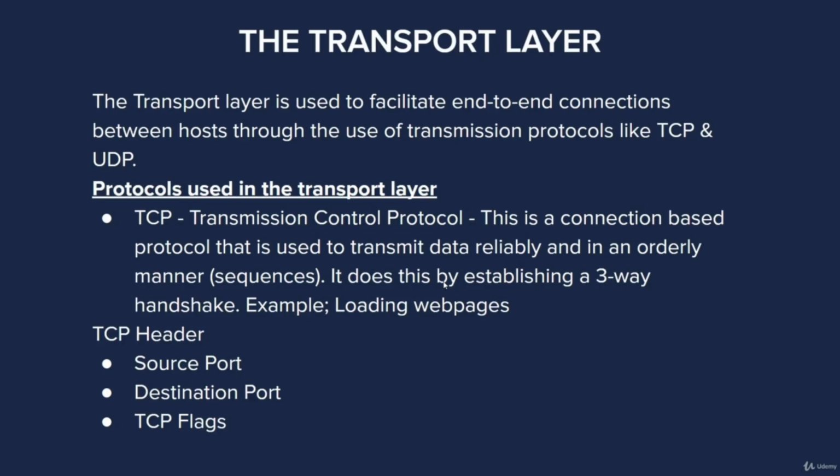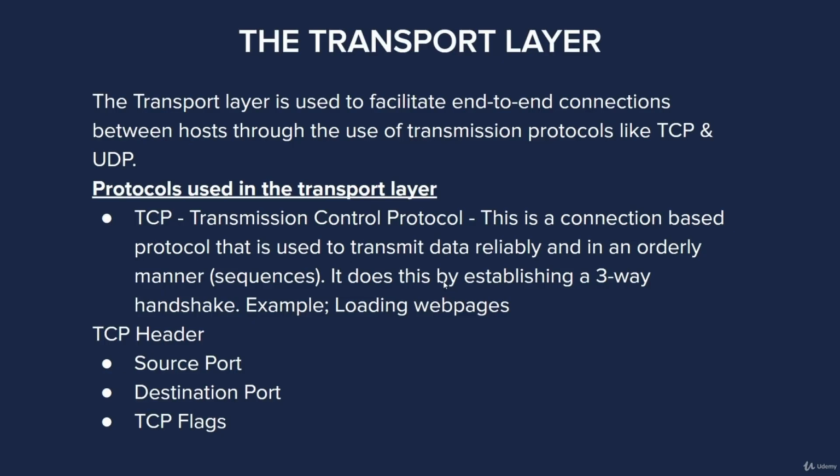So again, TCP is usually combined with IP to give us the notation TCP/IP. The reason for that is because data is sent with TCP reliably in that it's sent in sequences. So the data is sent in an orderly fashion. Again, it does this by establishing a three-way handshake. An example of where you typically find TCP being used is loading web pages, where you want data to be sent in a sequential format as opposed to data just being sent without any particular order to it.